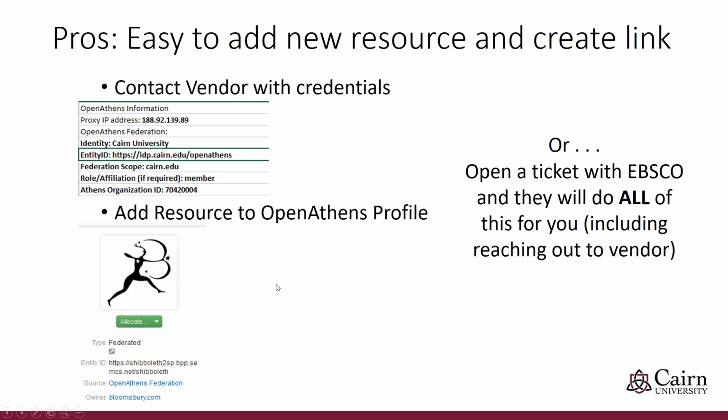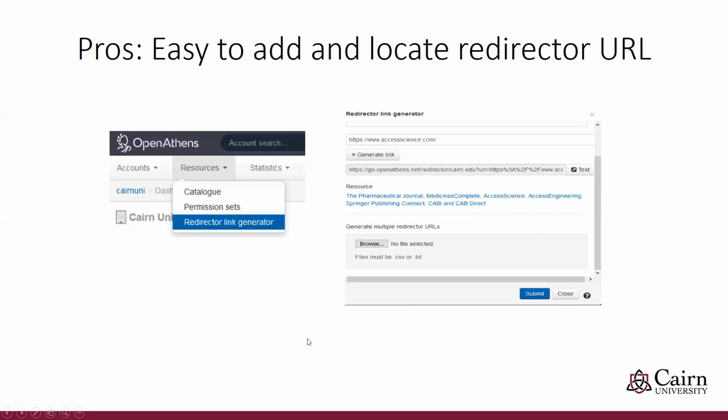And then here's the other part. Or you can open a ticket with EBSCO, and they do all the work, including reaching out to the vendor. So I have this rugged individualism and think I should be the one setting all of this up, but they're happy to set it up. And a lot of times they'll come back and they'll give you what we call the Athenized link, and it works out really well. It's also easy to add and locate a redirector URL.